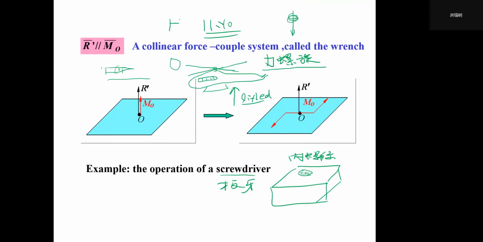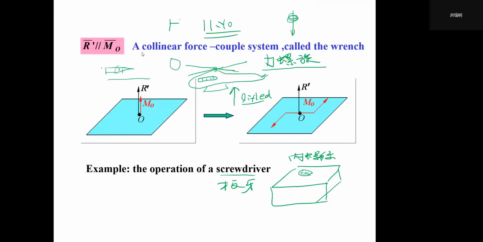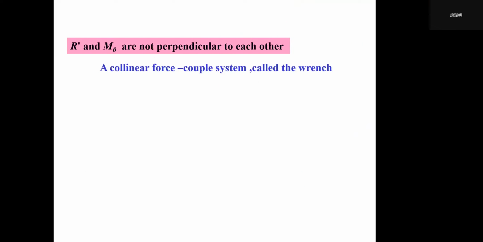Actually, this is very important: the sub-condition of a non-collinear force couple system, called the wrench. Actually, in China, we call that 力螺旋. You guys only need a basic impression; that is enough. So let's continue to talk about that.